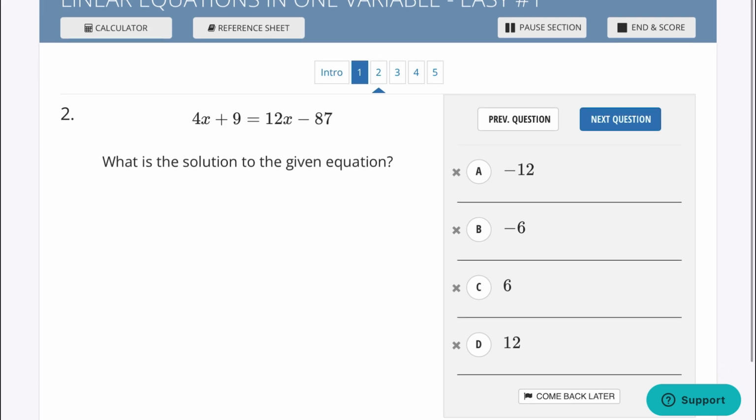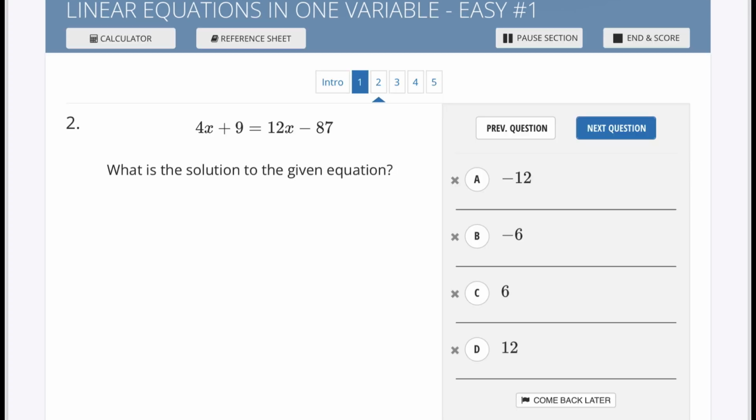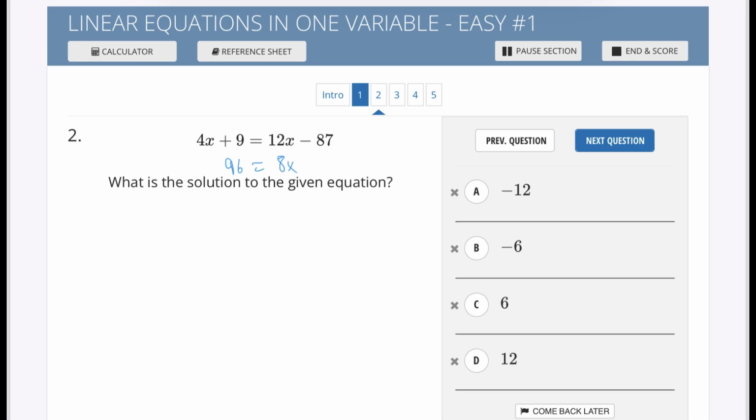Our next problem does not utilize a trick. Instead, you would have to solve the normal way by isolating x. Since we did not recognize any patterns or tricks, we do it the normal way, isolating x. So we first start by subtracting 4x from both sides. So if we subtract 4x from both sides, you get 12x. Then you add 87 to both sides, and you get 96 equals 8x. Then you simply divide 8 on both sides, and you get 12 equals x. So our answer is D.